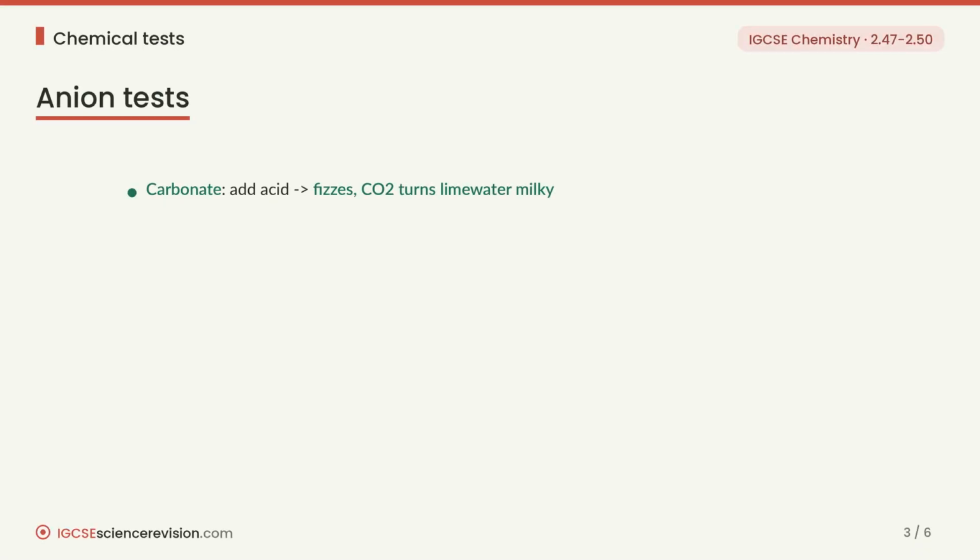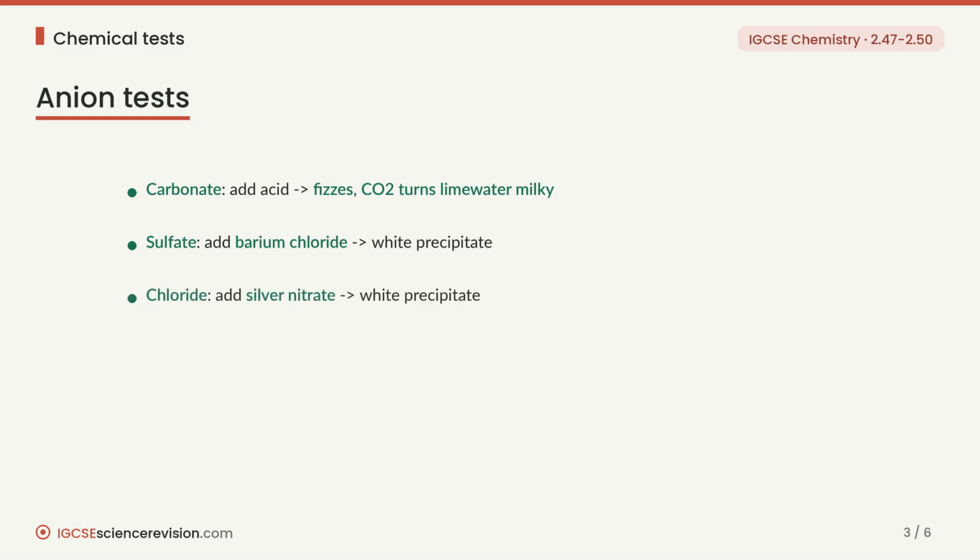Now the negative ions, the anions. For a carbonate, add a dilute acid. It fizzes, giving carbon dioxide, which turns lime water milky. For a sulfate, add dilute acid and then barium chloride solution. A white precipitate of barium sulfate confirms it.